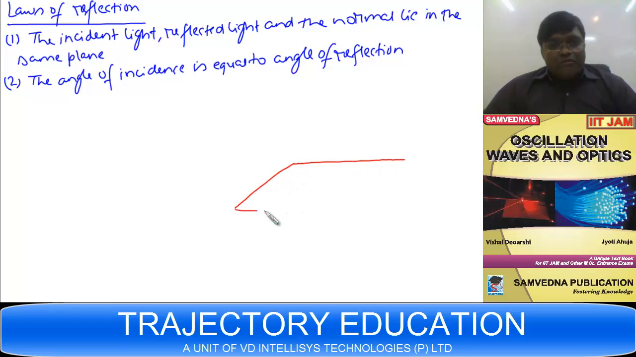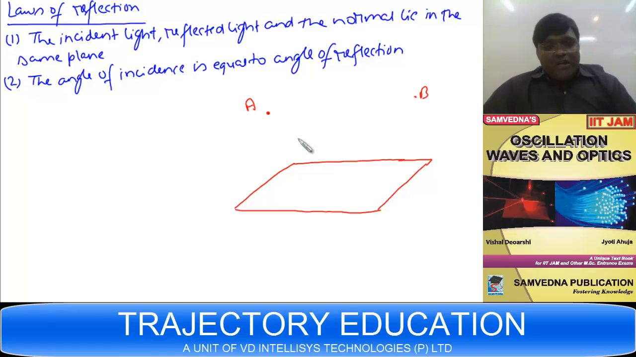Suppose we have an interface between the two media. This plane is the interface between two media. And suppose we have a point A over here and point B over here. This is the whiteboard, this white plane. Suppose this is the plane interface between two media. This is one medium, this is air, this is glass, say. Then a light is falling, light can take this route.